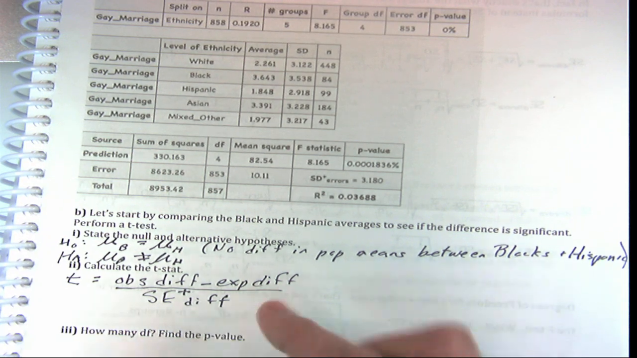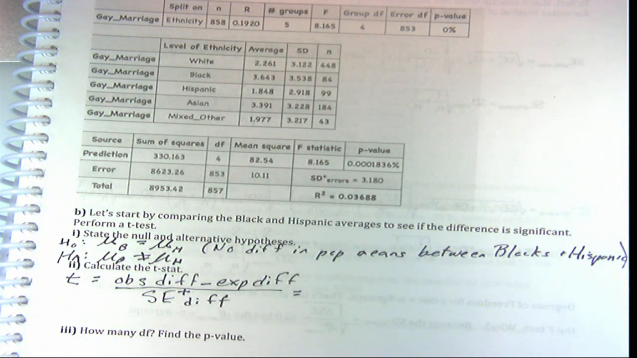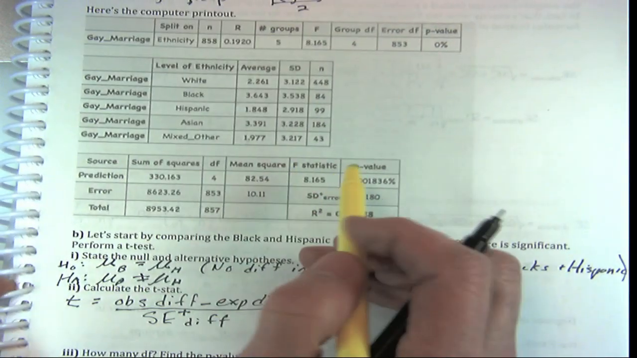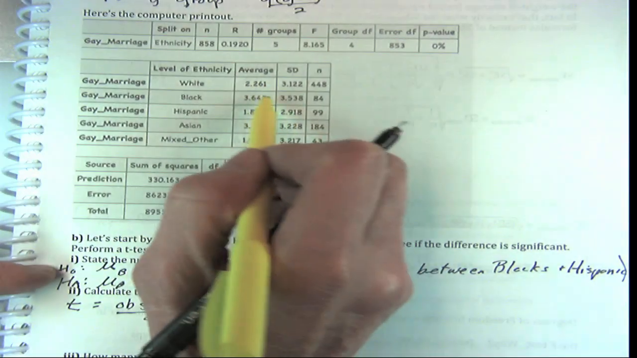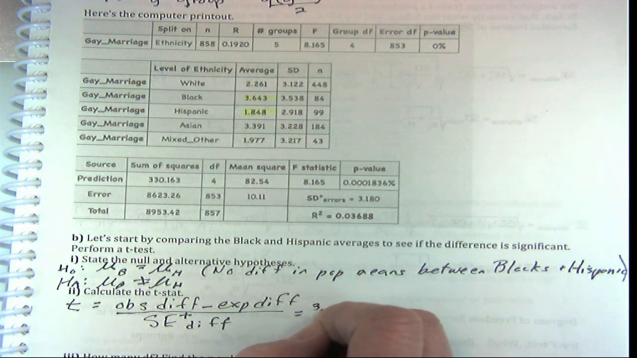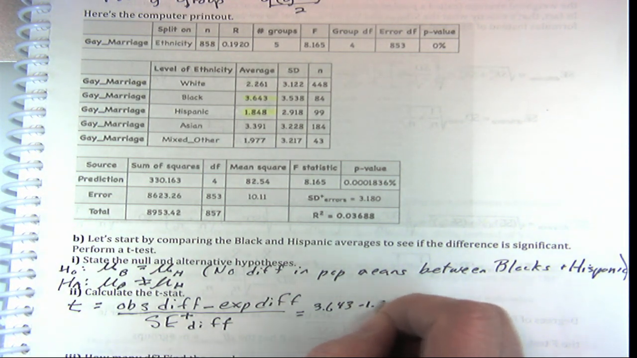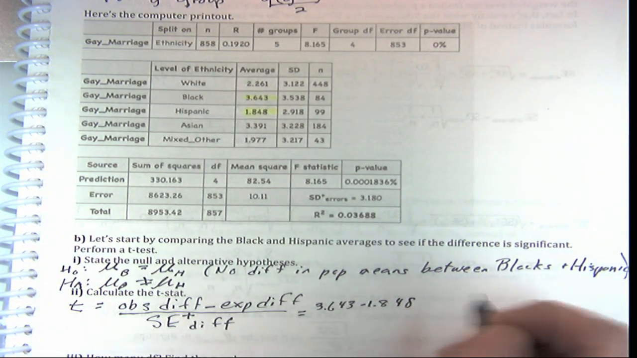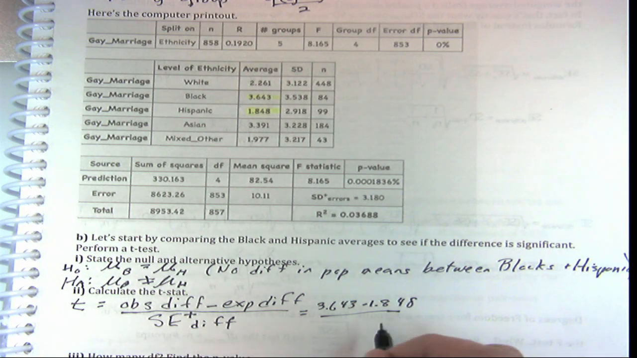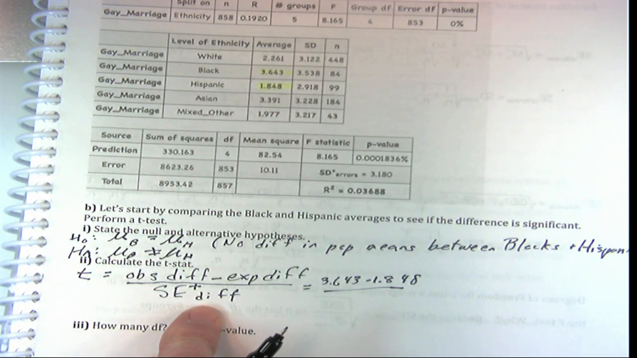Okay, so so far it's pretty easy. We just look at this difference here. What is the difference between the two averages? Right here. So that's 3.643 minus 1.848. That's what the numerator is. And the denominator, we have to remember how to do this standard error for the difference. So let's turn to the next page.